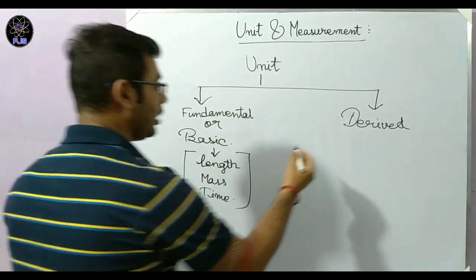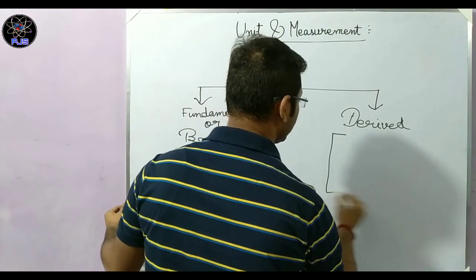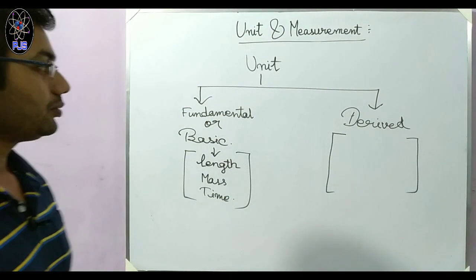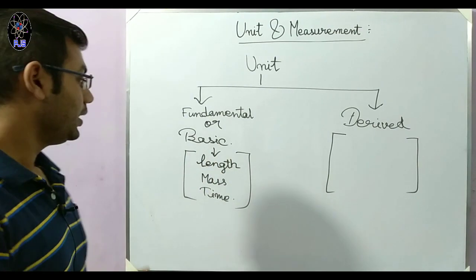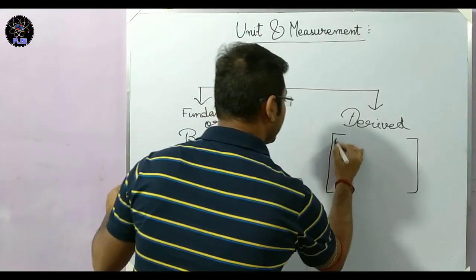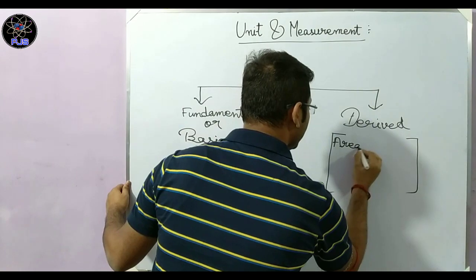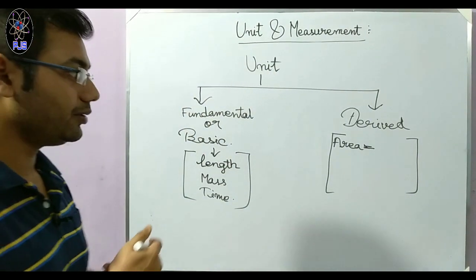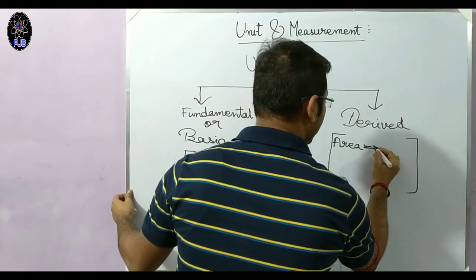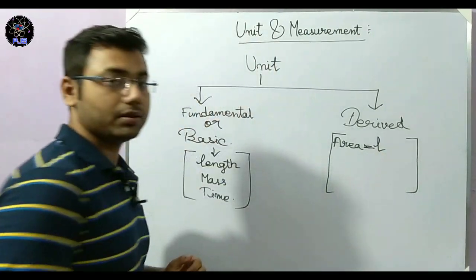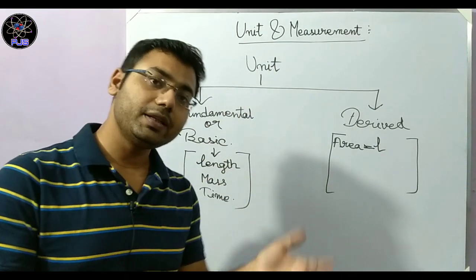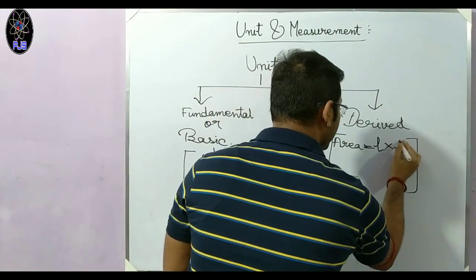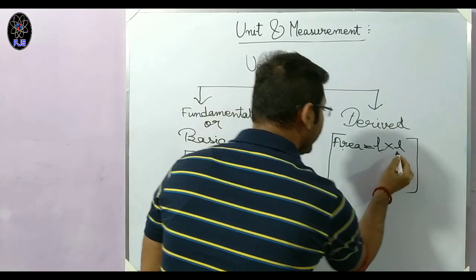Now derived units, which depend on other units, like area. In case of area, we know that it is length into breadth. Now length into breadth is another length. So here area depends on length.